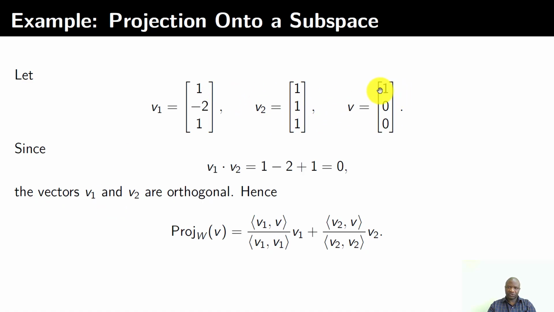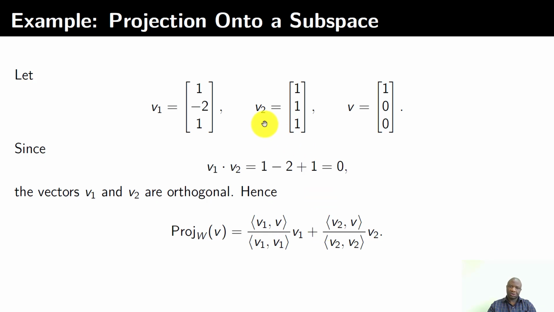Our aim is to project the vector v onto this basis. If v is the vector (1, 0, 0), we want to project v onto this subspace W. Since the formula for projection of v onto a subspace is just the sum of the individual projections, we get the inner product of v1 and v times v1, plus the inner product of v2 and v times v2. So this one is the formula.